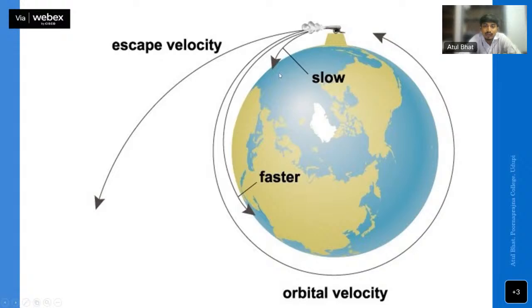But if the cannon shoots it faster, then it comes along this path and falls over here. And if the object is shot very, very fast with that escape velocity, then the cannonball will never fall onto the Earth's surface. It will simply go and hit the cannon again from the backside. So if you want to escape the Earth's gravitational pull, you need to have a minimum velocity of escape velocity. At orbital velocity, it's going to orbit the Earth. More than that, at escape velocity, it's going to escape the Earth's gravitational pull.